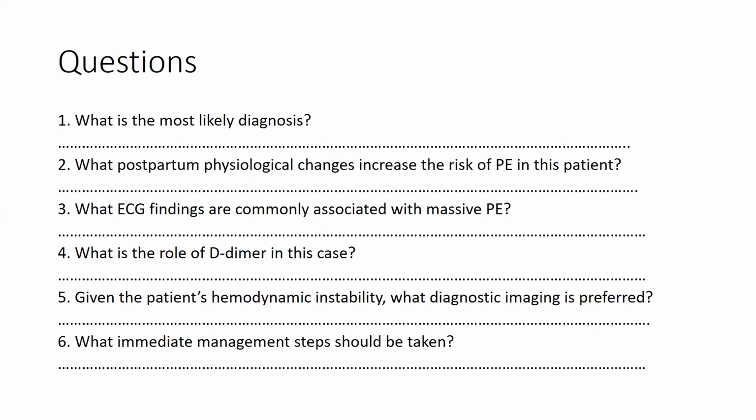Given that the patient is hemodynamically unstable, what diagnostic imaging is preferred for this patient? The blood pressure is 80/50. Bedside echocardiography, yes, because the patient is unstable, you can't take this patient to CT for pulmonary angiography. So what immediate management steps should you be taking?